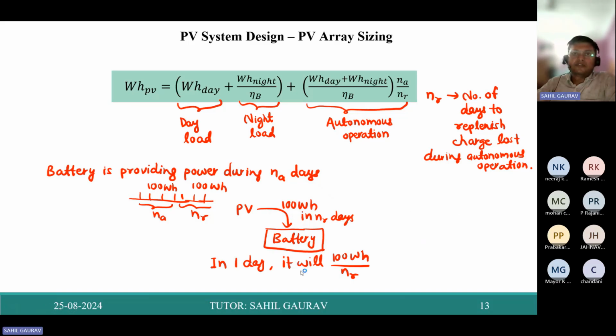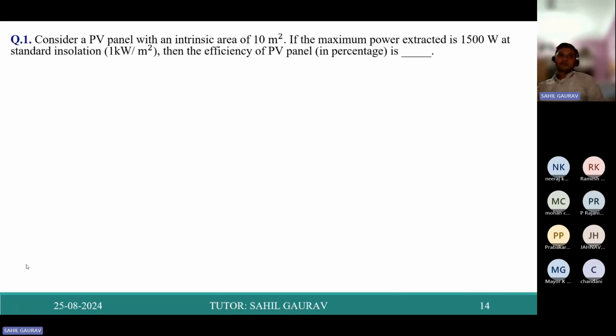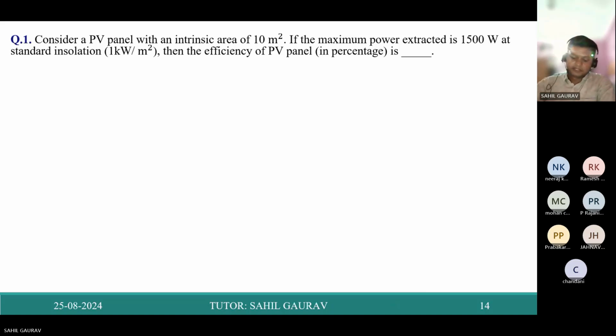So now let us begin to solve the problem. Here the first problem is that consider a PV panel with an intrinsic area of 10 meter square. If the maximum power expected is 1500 watt at a standard insolation of 1 kilowatt per meter square, then the efficiency of PV panel in percentage will be. So here, what are the things we have been given? If anyone is getting the answer, you can type your answer in the chat box.